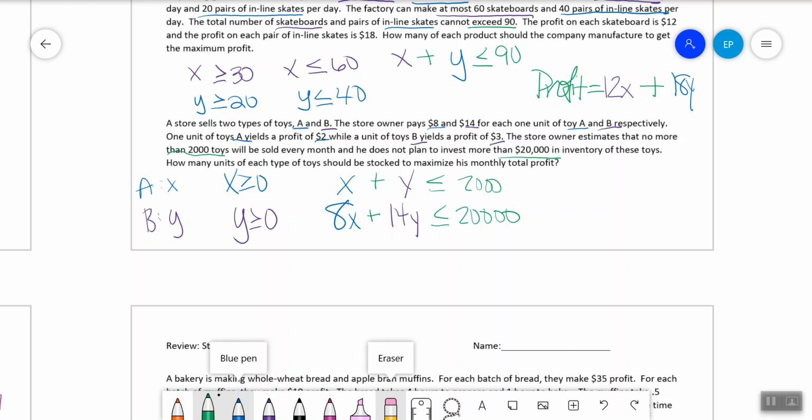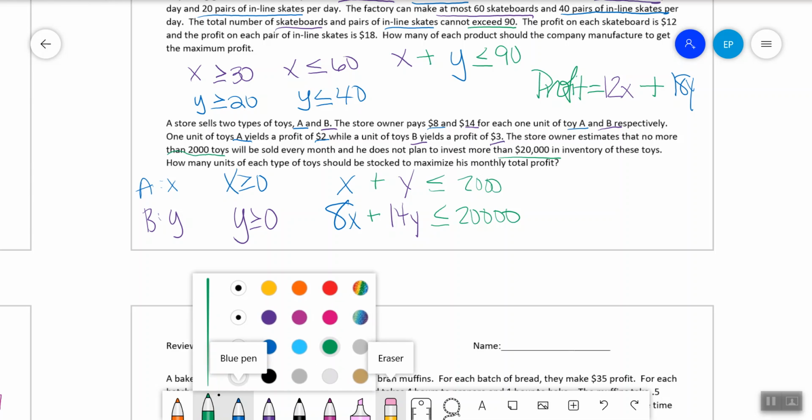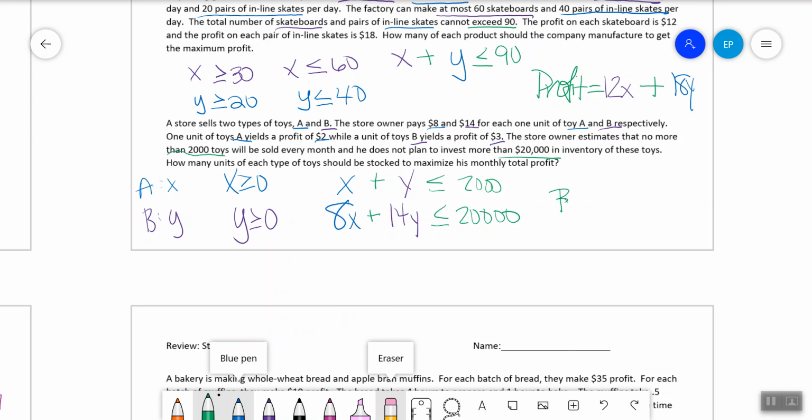And then we have profit. We're going to make some money, so profit equals 2 things added together. Back up here, yield profit is $2 per A toy and $3 per B toy.